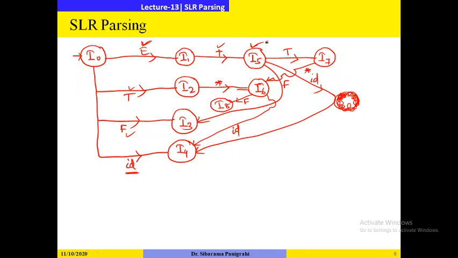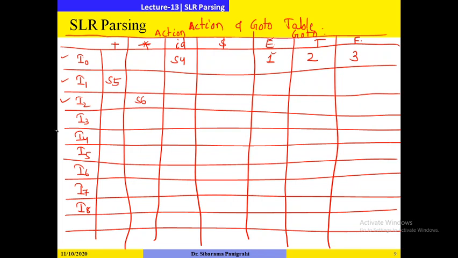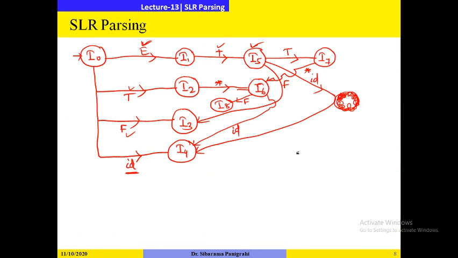Let's go to I5. So I5 by taking T as input, what is the next state? I7. So I7 means what will we write? We will simply write 7 over here. But if it is a terminal, then we have to write S7. As it is not a terminal, T is a variable, we are simply writing 7. So we will simply change the state. We will not shift it. Okay. Next.